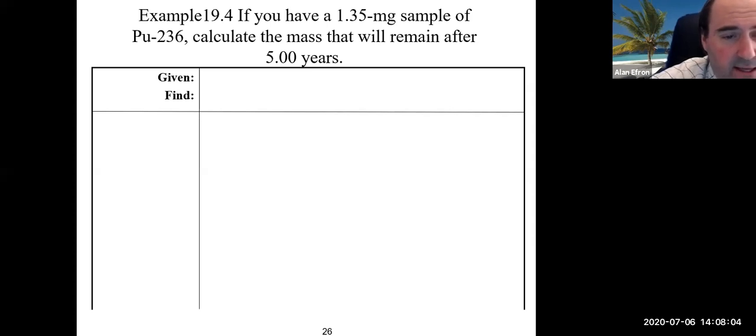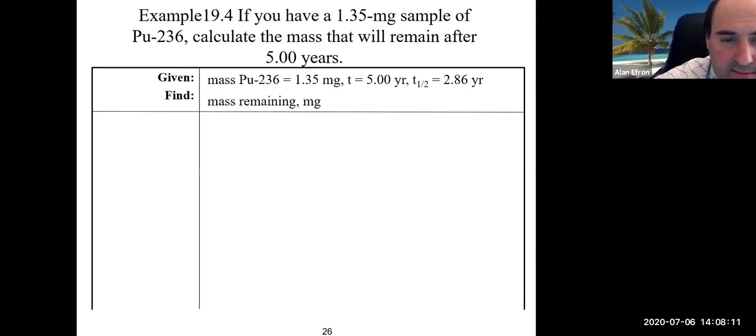So let's take a look at a problem here. I'll give you a chance to try this. If you started with 1.35 milligrams of plutonium-236, how much will remain after 5 years? Here's some information for plutonium: 2.86 years is the half-life. Again, try to use that first order equation we just saw and see what you come up with, and then we'll talk about it in a couple of minutes here.